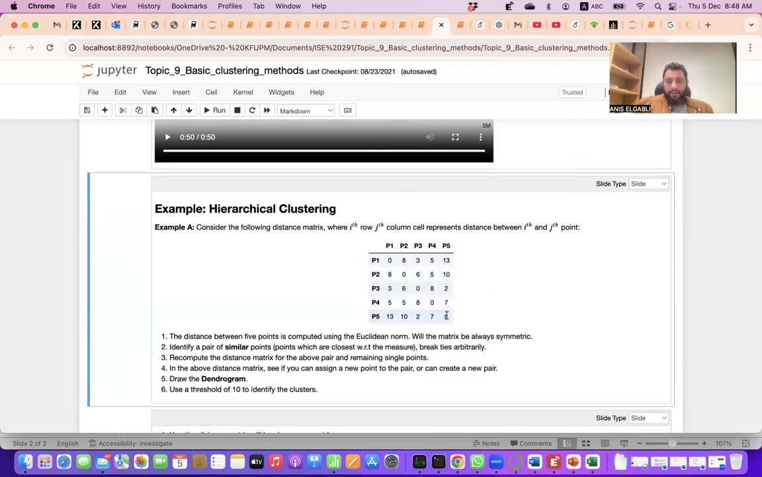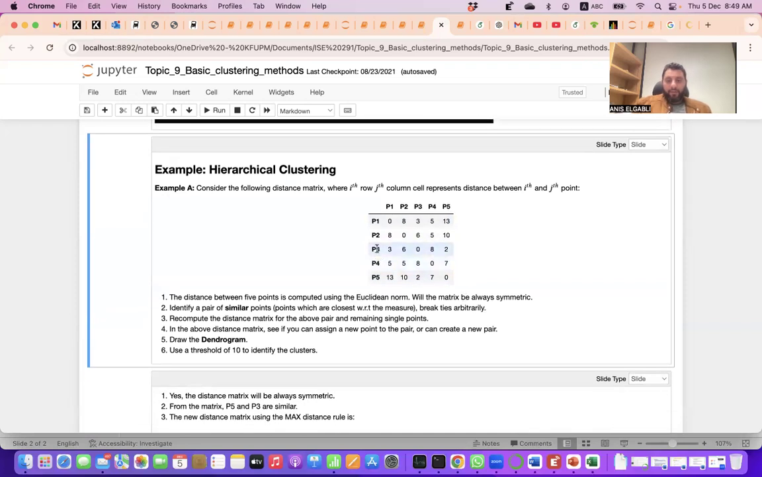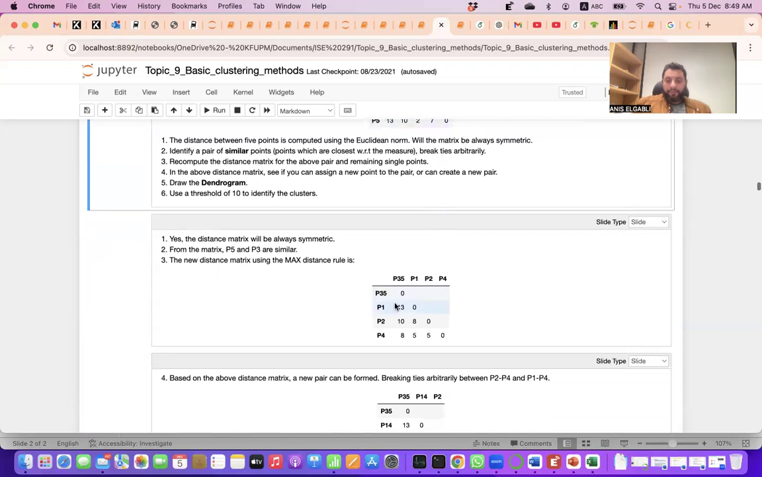By the way, this is a symmetric matrix because the distance between point 2 and 1 is equal to the distance between point 1 and 2. So here, point 1 to 2 is equal to 8, and point 2 to point 1 is equal to 8. Point 3 to point 5, the distance is equal to 2. So we will merge point 3 and point 5 in one cluster, okay? And then we will measure the distance between every node with this cluster and every node with every other node or point.